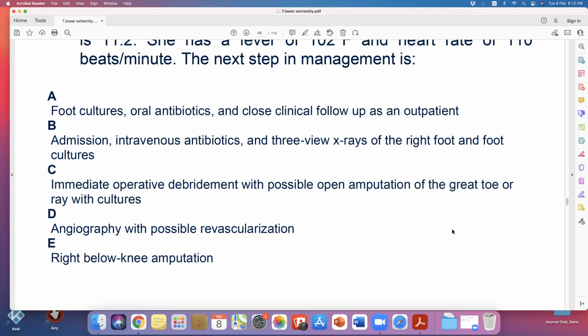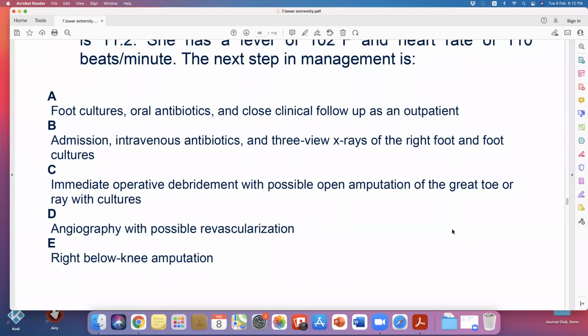Angiography with possible revascularization. No, we have to deal with the infection first. They said what is the next step. It doesn't mean the only step. They still have to do an angiogram or revascularization, but they're asking what the next step is, not the only step. So yes, you still have to do angiogram, but later on, not as the next step. First step, treat the infection, give antibiotics, admit her, do toe amputation, and then we'll do angiogram and possibly revascularization. Correct.